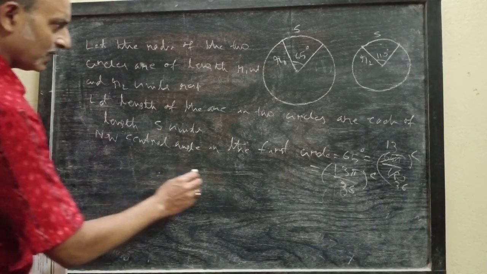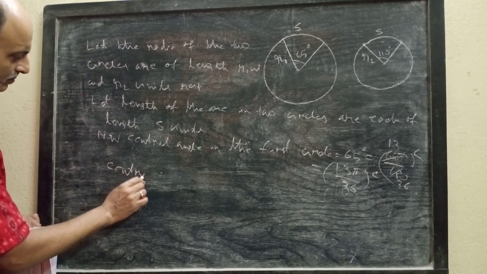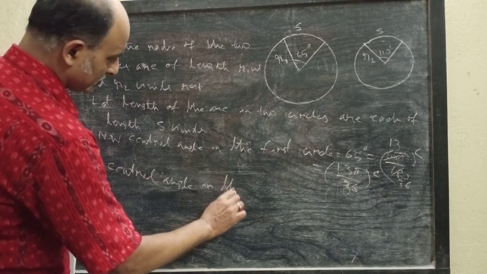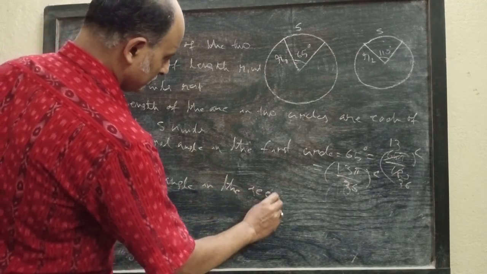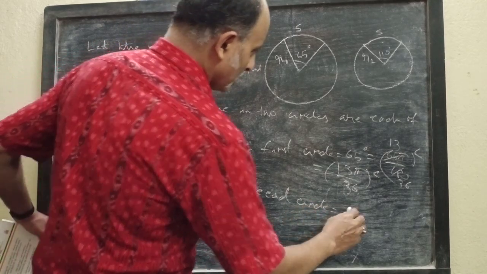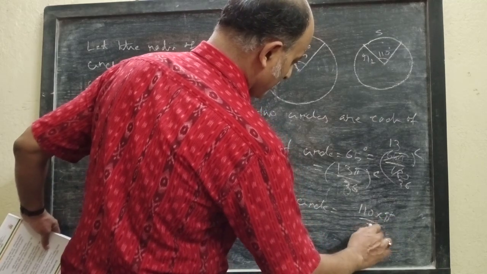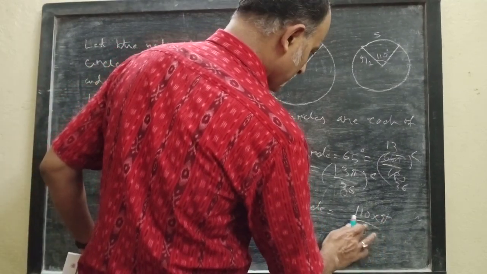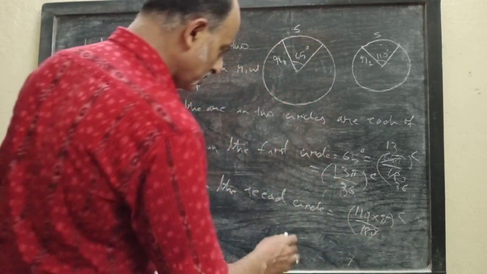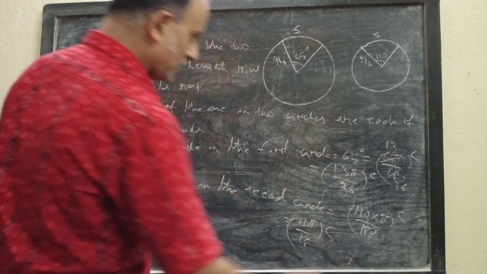Similarly, the central angle in the second circle will be 110. So 110 into pi by 180 radian, 0 cancel, you get 11 pi by 18 radian.